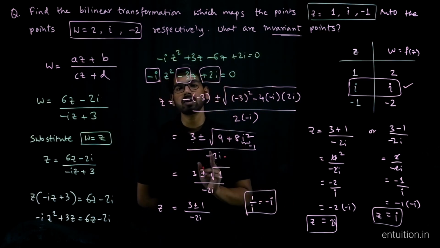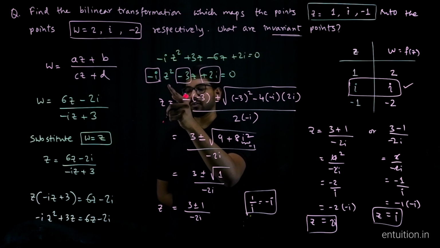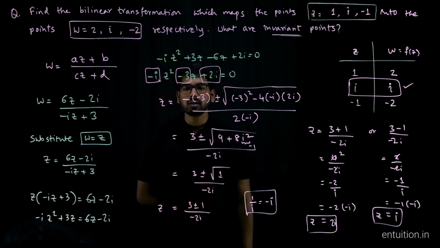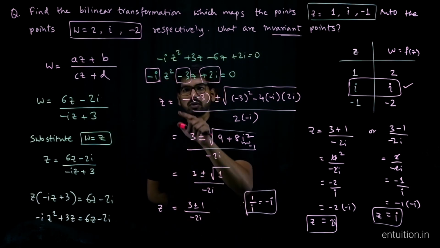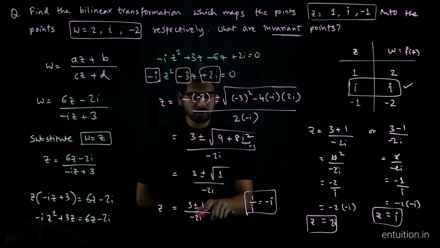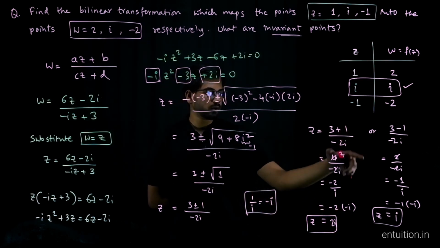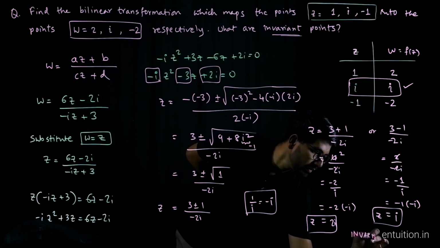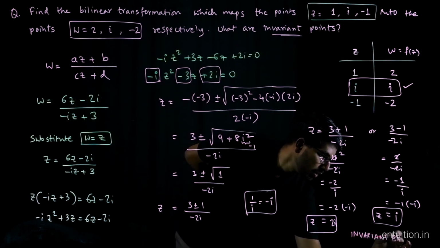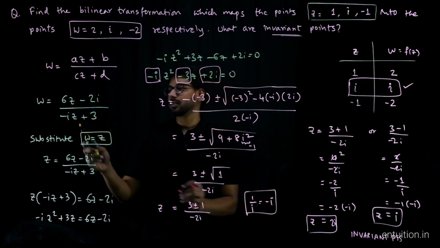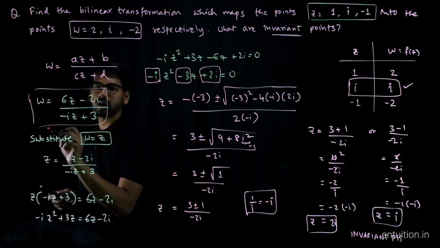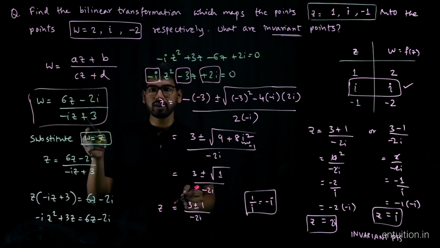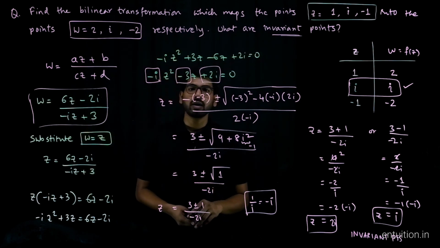There will always be only two invariant points because for this function you will get a quadratic equation. So the roots of the quadratic, the values of z, are two values. These are the two invariant points of this bilinear transformation. So if you substitute i or 2i in place of z here, you will get i or 2i. Okay. Let's see another problem.